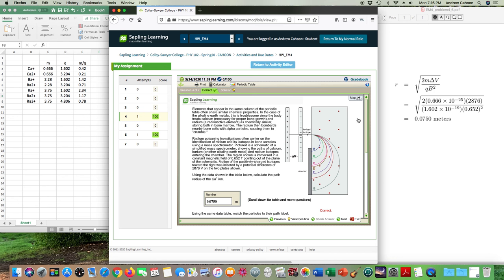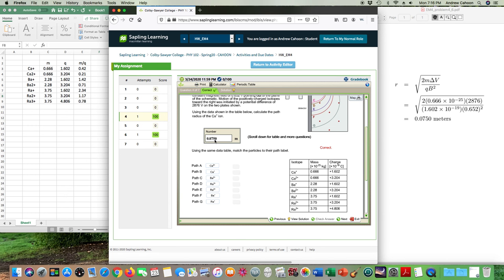The charge, it is a singly charged ion, so it's 1.602 times 10 to the negative 19, and the magnetic field strength is 0.652 Tesla. So you plug in those numbers and the result is 0.0750 meters. Okay, so that's the first part of the problem. It's pretty straightforward. Plug into this formula.